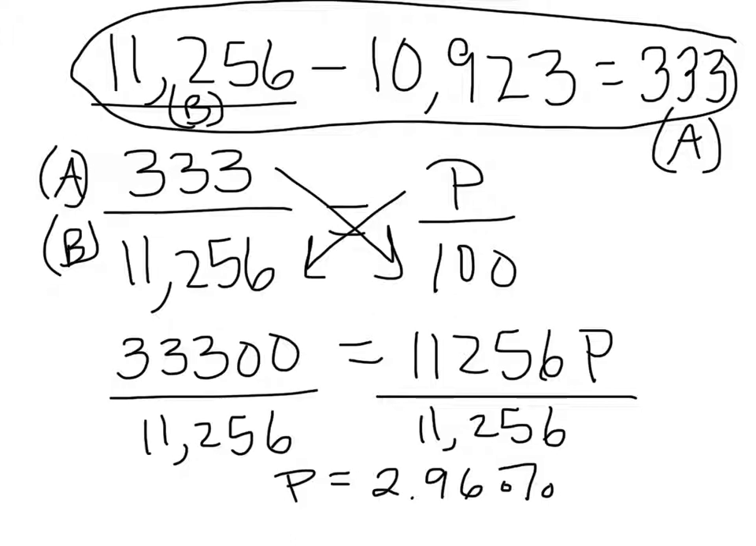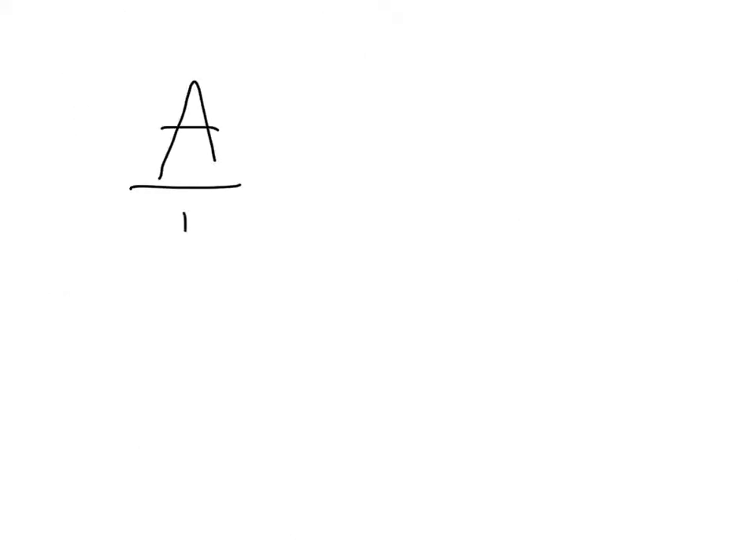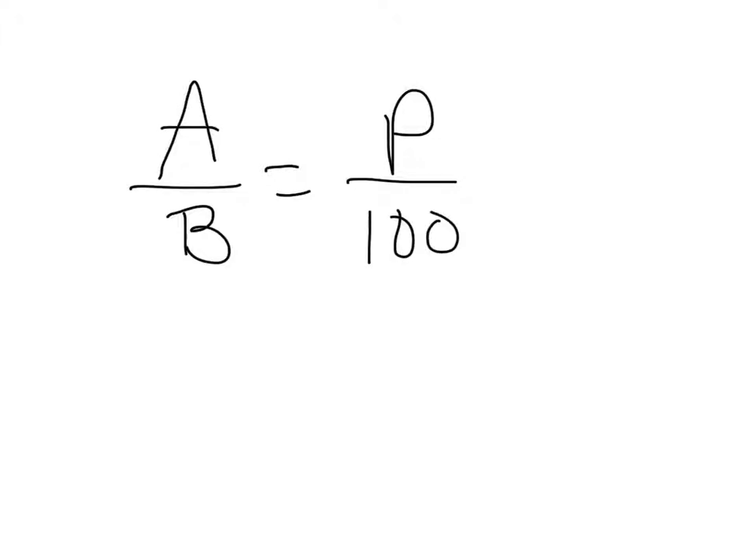So that should get you through most of the problems, or all the problems in 7.4. You're still using A over B equals P over 100. In some of the problems, it's just straight up, you're looking for your A, your B, or your P. Other problems, you're going to have to do some subtraction to find your amount. And remember, your base is your starting position, your original position. So that should get you through those problems in 7.4.